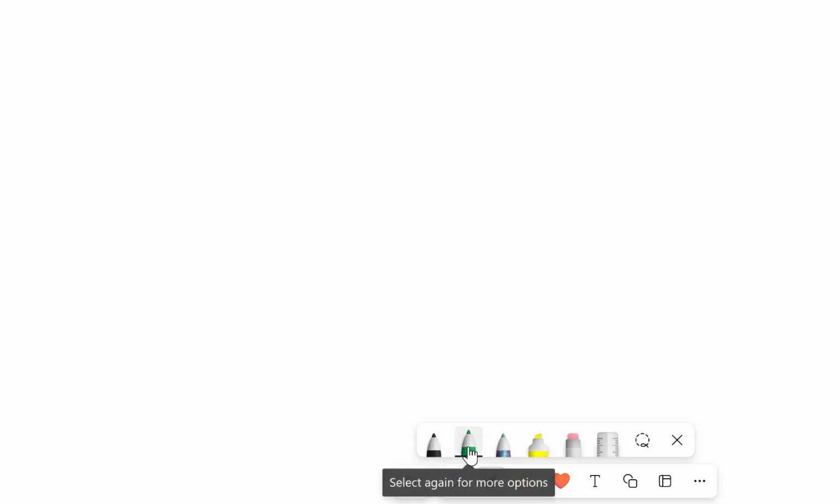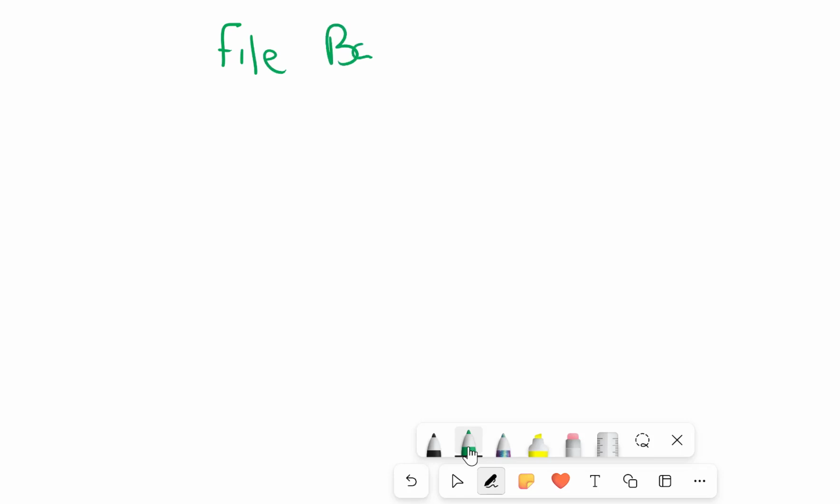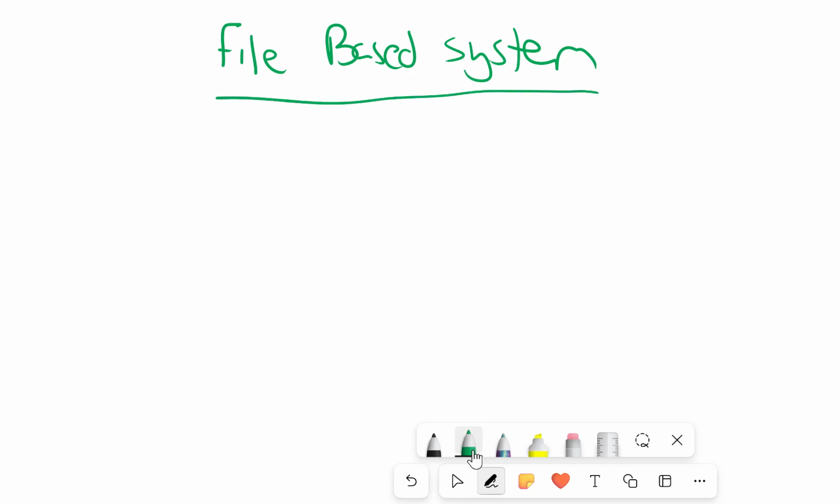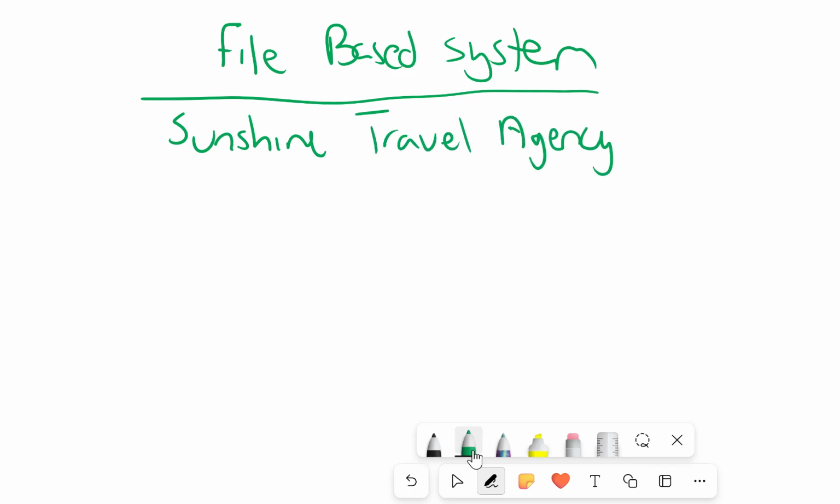Okay, so let me introduce you to this concept called a file-based system. Congratulations, you've just been employed by the Sunshine Travel Agency. These guys do vacations or holidays, depending on where you're from, all around the world, to different places. So if you want to go to Spain, you book it with these guys. You want to go to America, you book it with these guys.